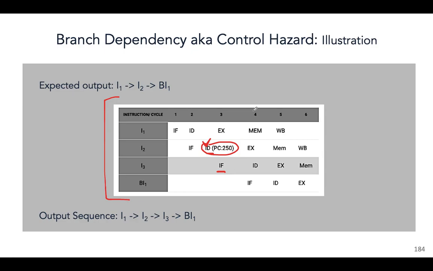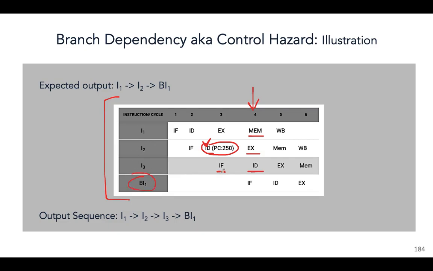See what happens in the fourth cycle. Instruction 1 is doing its memory operation, instruction 2 is being executed. Instruction 2, remember, it was supposed to be a jump instruction. So now instruction 2 is executed. Instruction 3 is being decoded now, but it should not have been instruction 3, it should have been BI1.